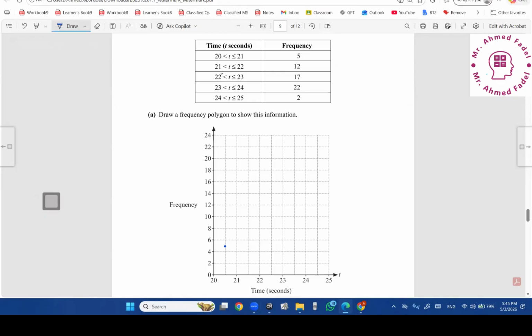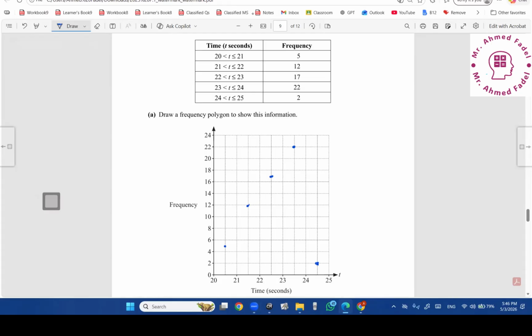Then 21.5 to 12, 21.5 until I reach 12. Here you go. Then 22.5 to 17, 22.5 until 17. Here you go. It is between 16 and 18. 23.5 until 22. 24.5 until 2. Here you go. What am I supposed to do next, mister?